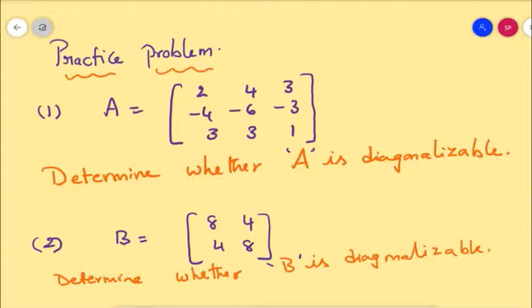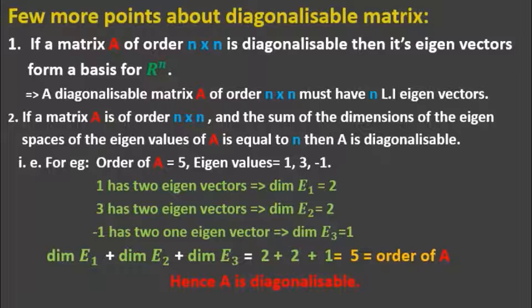So here we have two practice problems. For these two matrices A and B, just determine whether they are diagonalizable or not. Let us look at a few more points now about diagonalizable matrices.